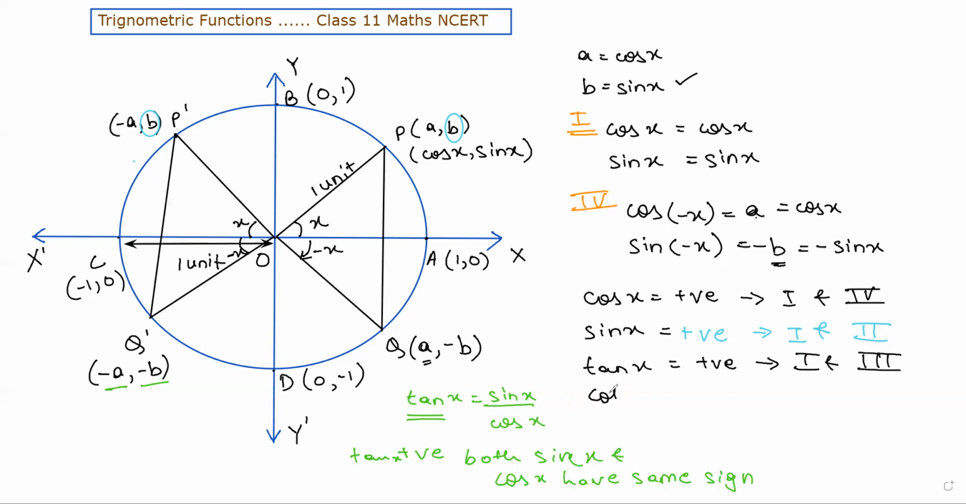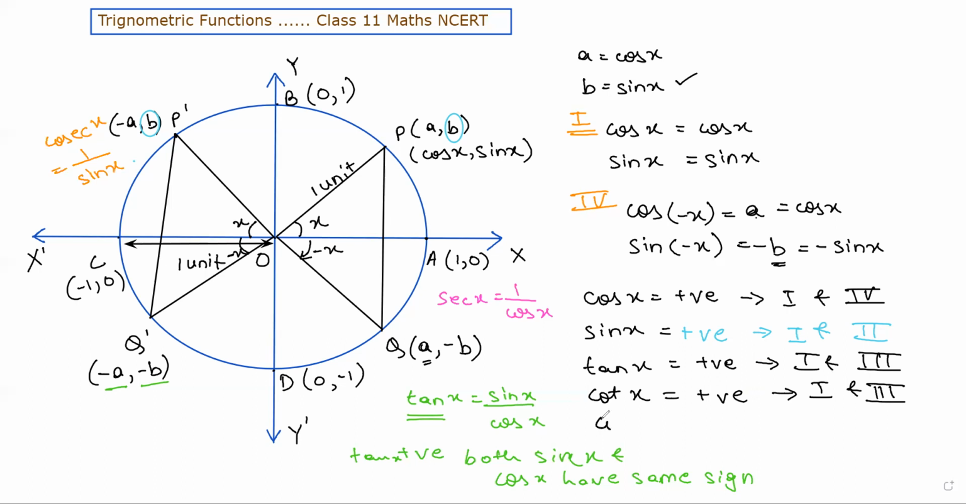Cot x is 1 upon tan x. Again, it requires both sin x and cos x to hold the same sign. So it will also be positive in the same first and third quadrants. Now, cosec x is equal to 1 upon sin x. So cosec x will also be positive wherever sin x is positive. Similarly, sec x is equal to 1 upon cos x. So wherever cos x is positive, your sec x will also be positive.